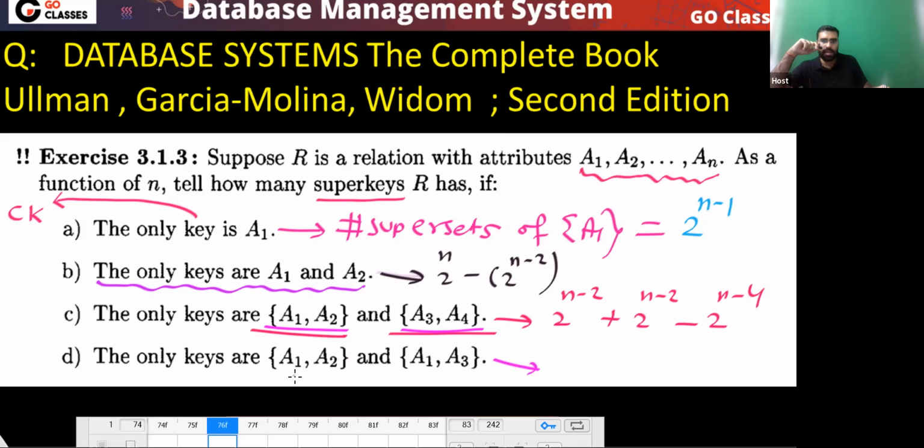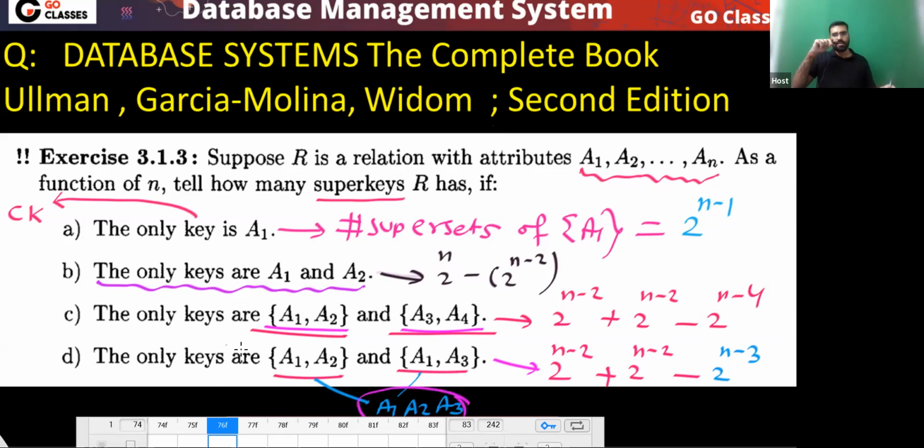And what about this one? A1, A2, that will be 2 power n minus 2. A1, A3, that will be 2 power n minus 2. But they have a common part, that is A1, A2, A3. So the common will be 2 power n minus 3. Yes or no? Is this clear to everyone? Because A1, A2 and A1, A3, overall, this is A1, A2, A3. So your answer will be 2 power n minus 2 plus 2 power n minus 2 minus 2 power n minus 3. Is this question clear to everyone?